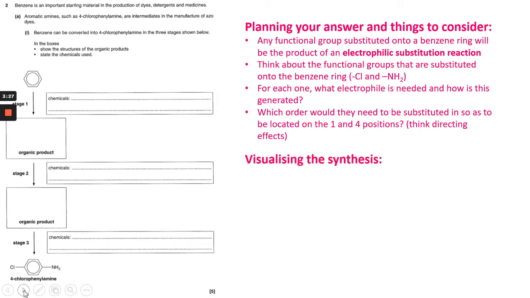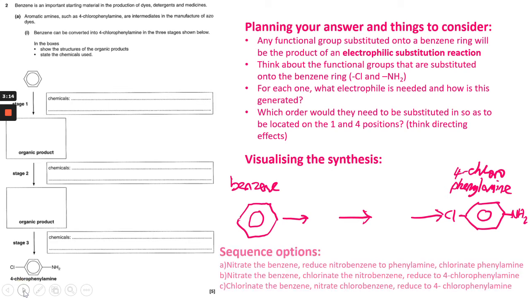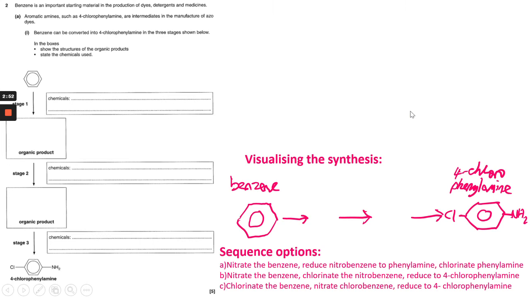So then you can visualize the synthesis by maybe just sketching something along these lines, and you can see that there's 2 intermediates and there's 3 sets of reagents and conditions, just like you can see on the diagram for the question. So we've got several options. You can nitrate the benzene, then reduce the nitrobenzene to phenylamine before chlorinating it. You could nitrate the benzene, then chlorinate, and then reduce. Or you could chlorinate initially, and then nitrate, and then reduce.